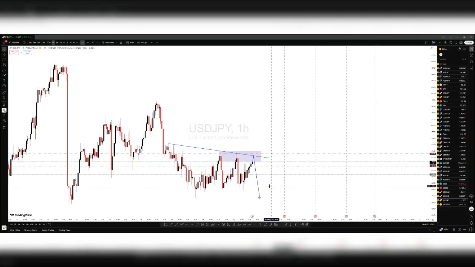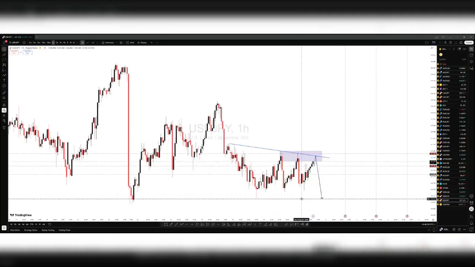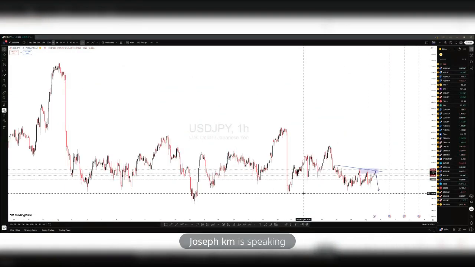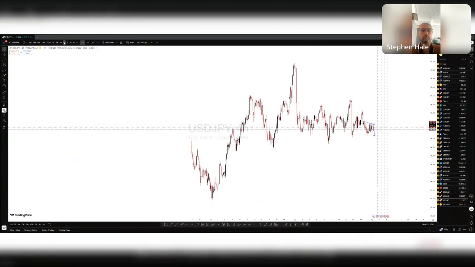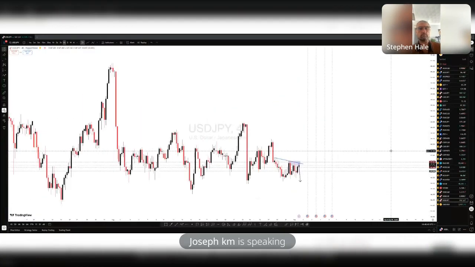Correct. This is the sentiment. We talked about it at the beginning of the session. It has been choppy for quite a long time. So maybe you can give your sentiment.